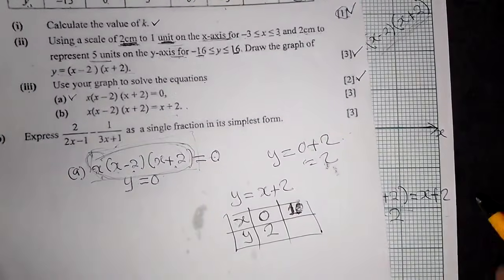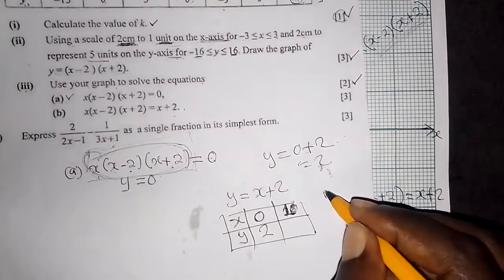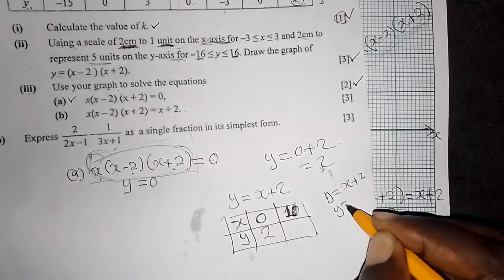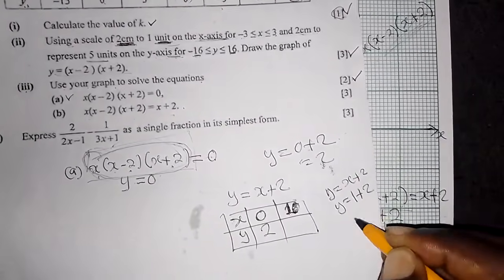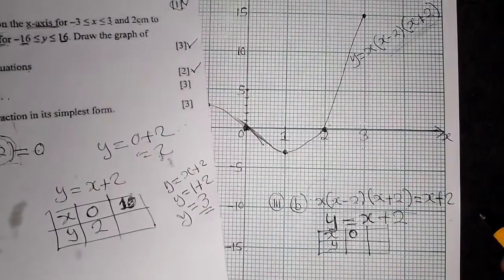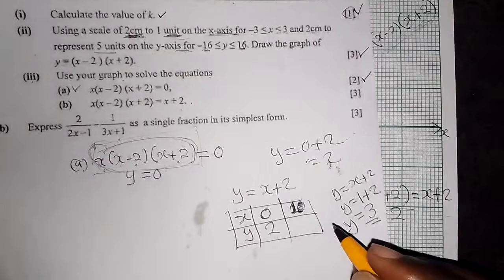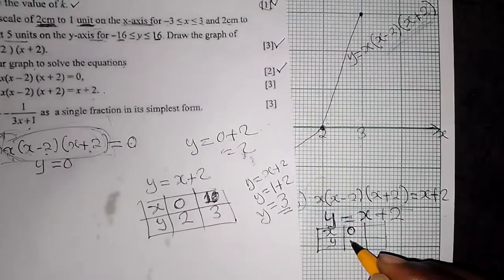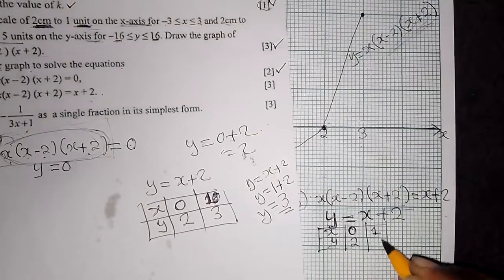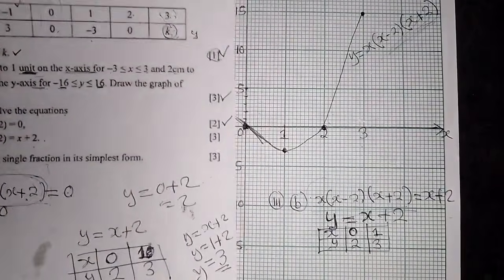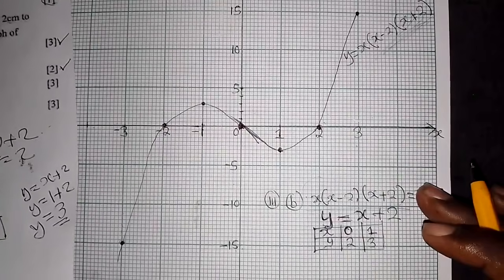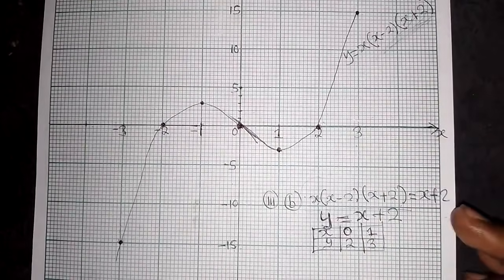If I get a 1, y is equal to x plus 2. x is 1, 1 plus 2, which is equal to 3. So y is equal to 3. So here I've got a 3. Here 2, I'm just copying that, then 1 there, then a 3 there. Very simple.